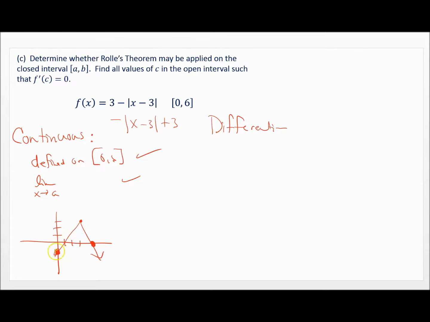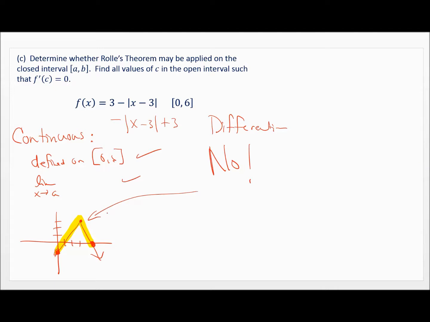So I'm highlighting, there's my graph between 0 and 6. Is it differentiable? What would you say? I'm hoping you would say, no, it's not differentiable. Why is it not differentiable? That guy right there. Corners. We can't have any corners.